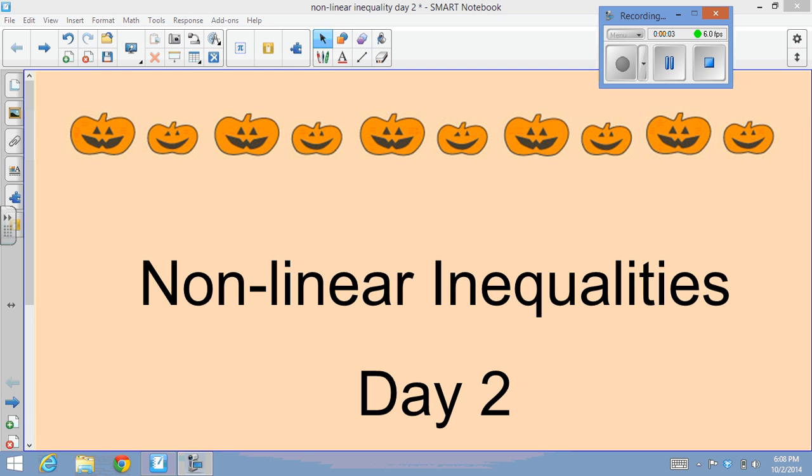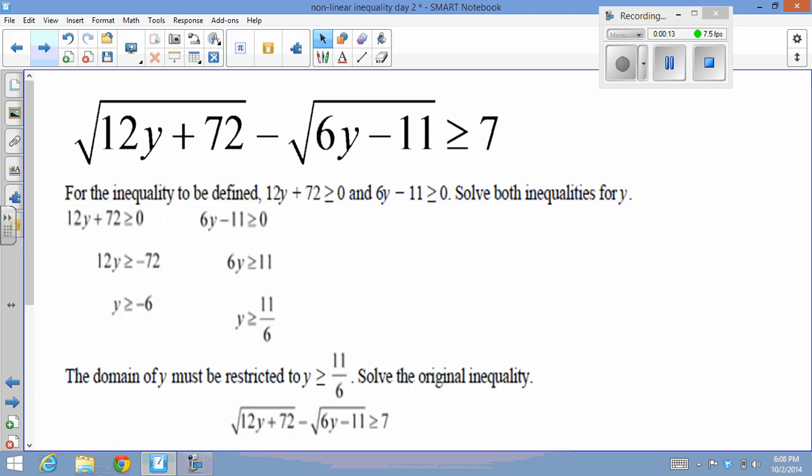Welcome. Today we're talking about nonlinear inequalities, day 2. Basically, we're going to be taking the lesson that we had yesterday and making it a little more difficult. So here we go. I'm going to start with my inequality, and I have 2 square roots.